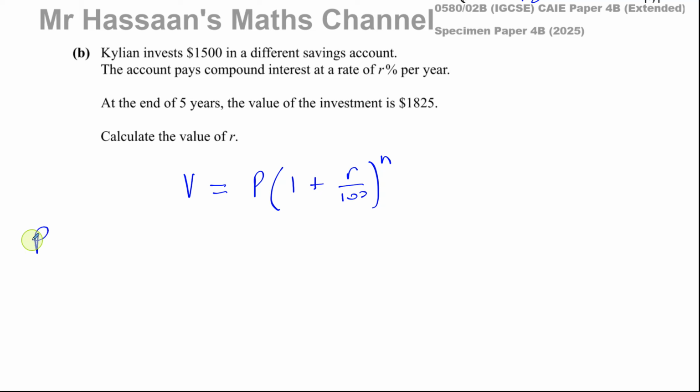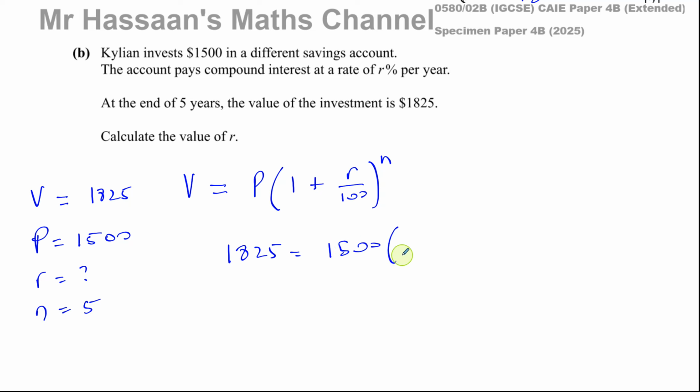So we know that P here is equal to 1,500. We know that R here is equal to what we have to find. And we know that the value of the investment V is going to be 1,825. That's how much it's going to be after the number of years, which is 5. So we've got to find what the value of R is given these. So we know V, 1,825 equals, we know P, which is 1,500, times 1 plus R, which we have to find, to the power of N, which is 5.